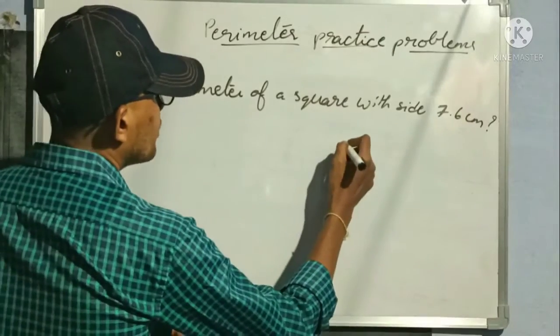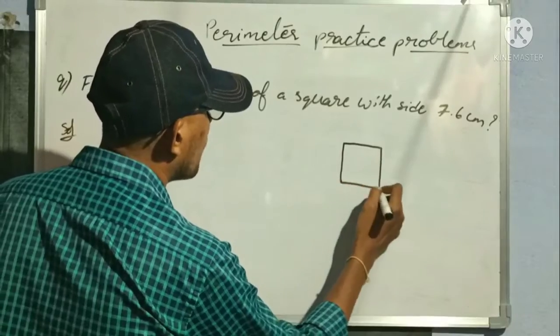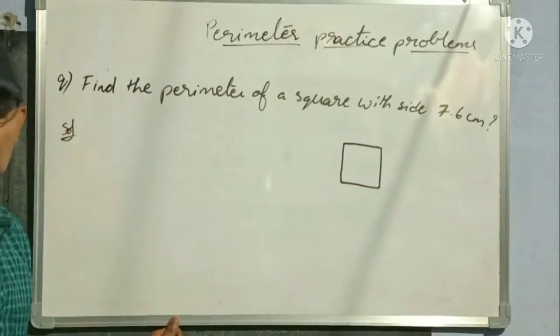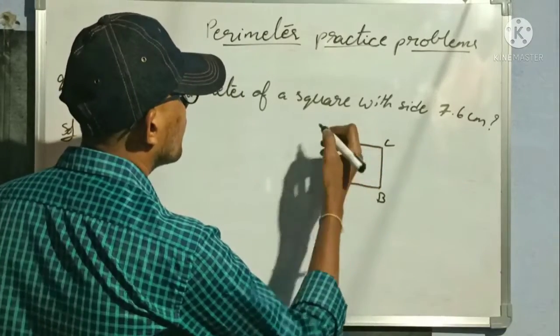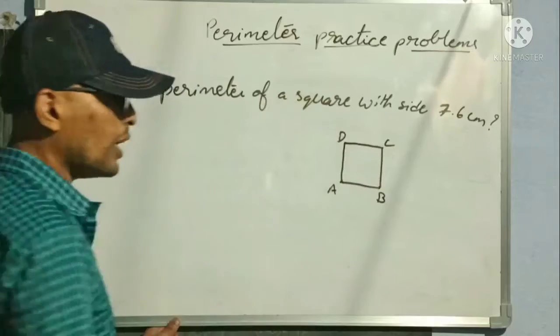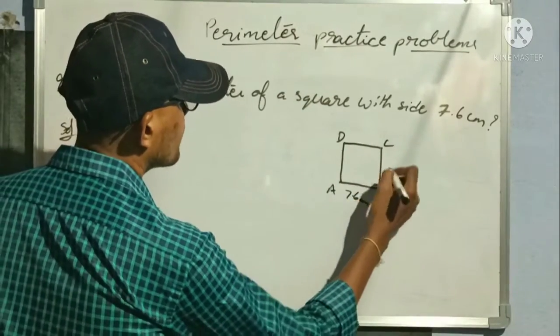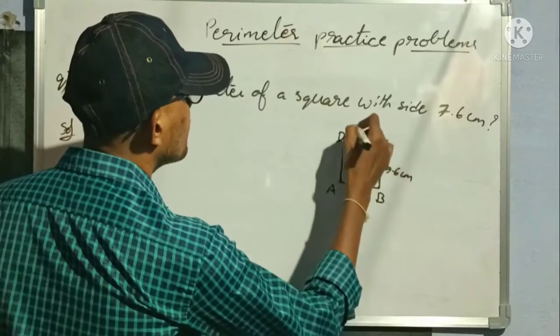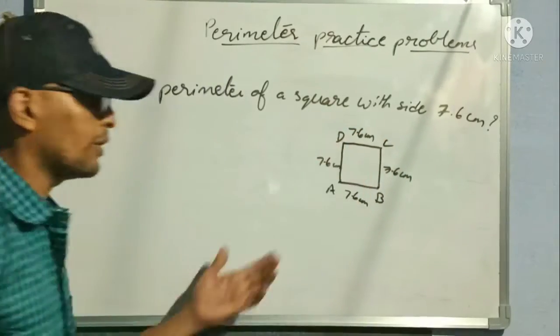If you know, first draw the square diagram. Square means 4 sides of equal length, like this. Clear? Mention the names, I mean, give the vertices names like this: A, B, C, D. And then mention the sides now. AB is 7.6 centimeters. BC is also 7.6 centimeters. CD is also 7.6 centimeters. And DA is also 7.6 centimeters.